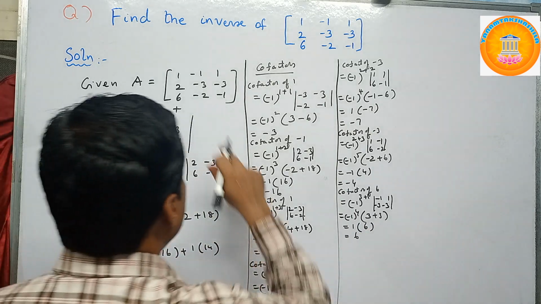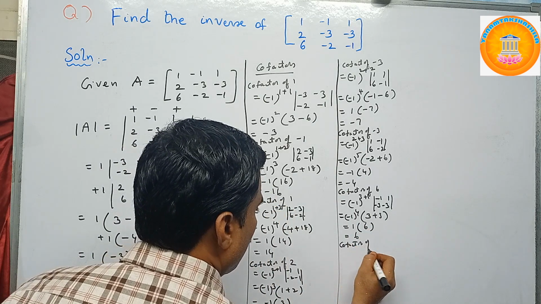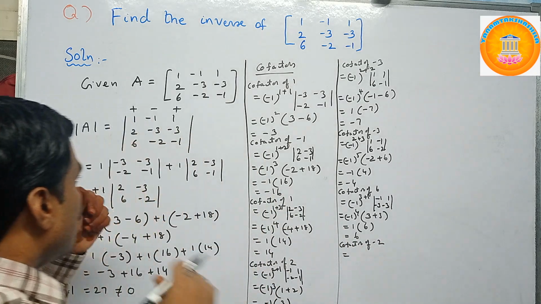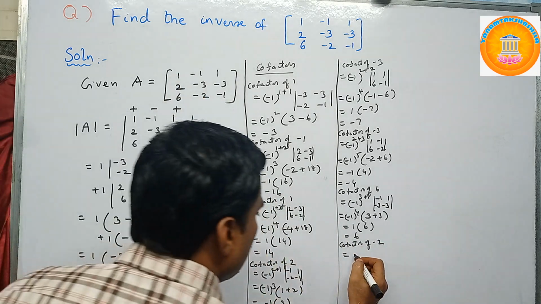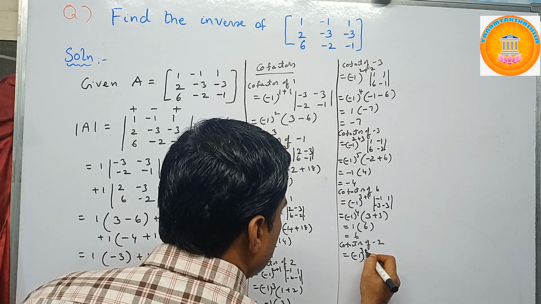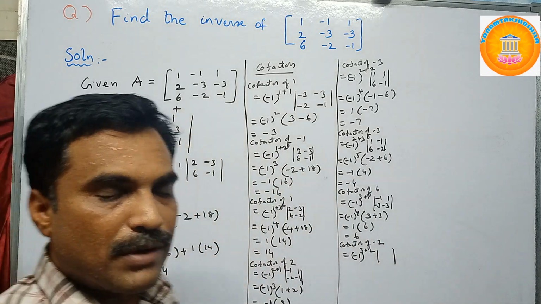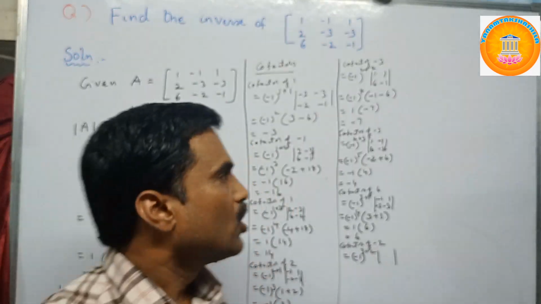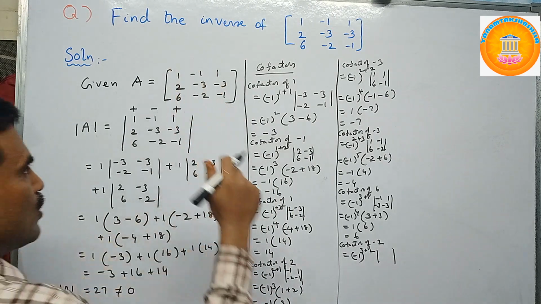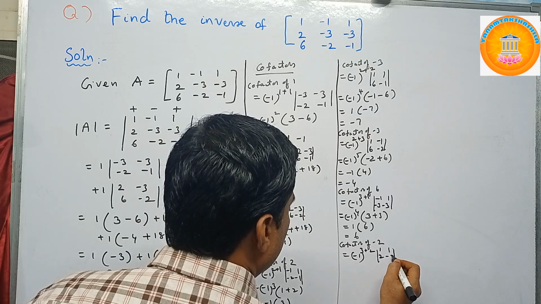And then next, cofactor of minus 2. So where is minus 2 located? Minus 2 is located in third row and second column. So minus 1 power, what is i here? i value is 3 plus 2, into minor of minus 2. That means it is a determinant of elements which are not in third row and second column. So what are those elements? 1, 1, 2, minus 3.